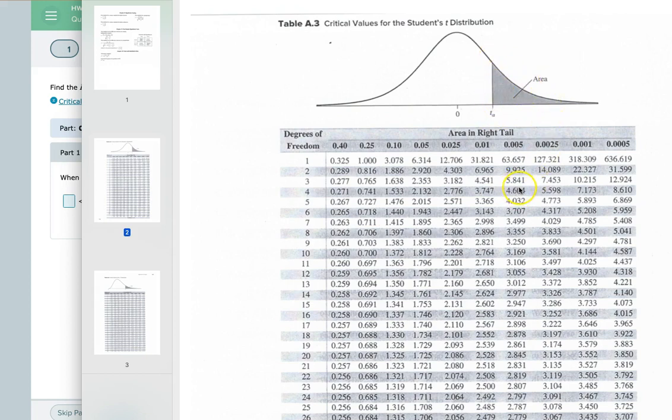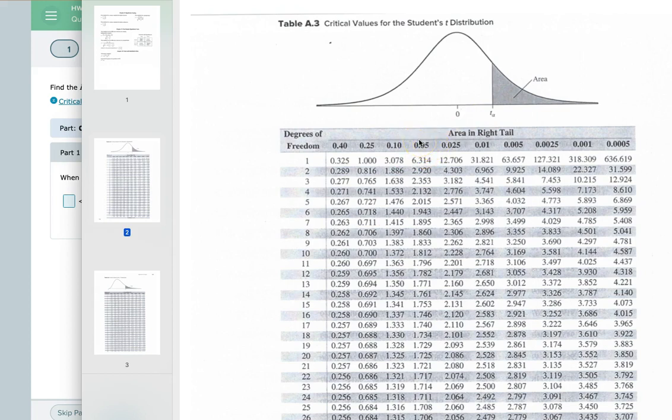Also, over here you have the degrees of freedom, which is one less than your sample size, and up here you have the area in the right tail. So 0.05 is the area to the right. You look at that, and with 12 degrees of freedom it's 1.782. That is the t value, right here, representing an area to the right of 0.05.